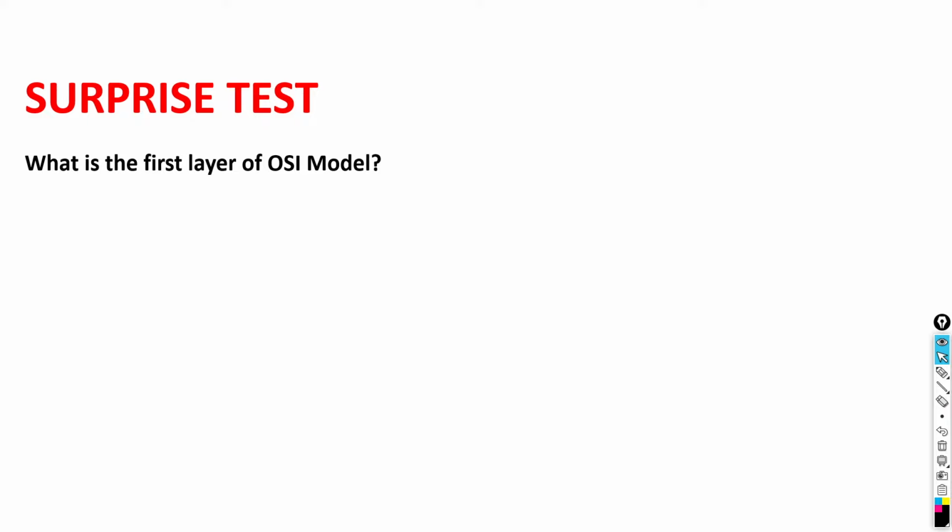Advait Power is telling the correct answer. Physical layer is the first layer of the OSI model. Very good, Advait. Fantastic. I am expecting an answer from everybody. Try to give the answer as soon as possible.